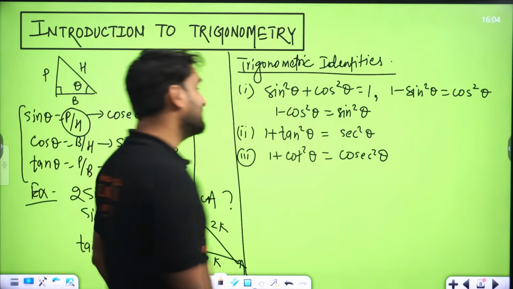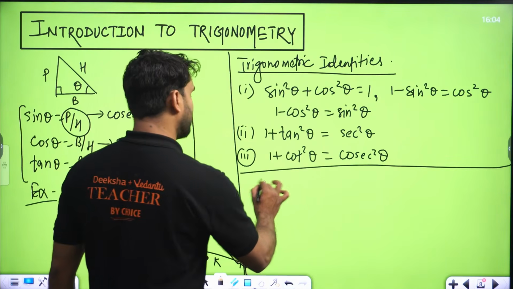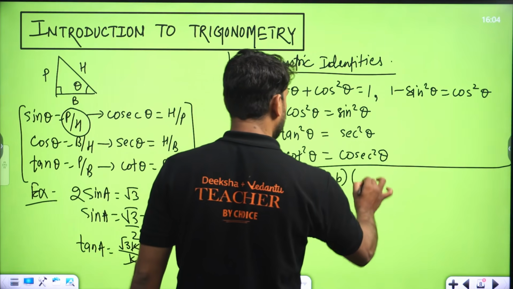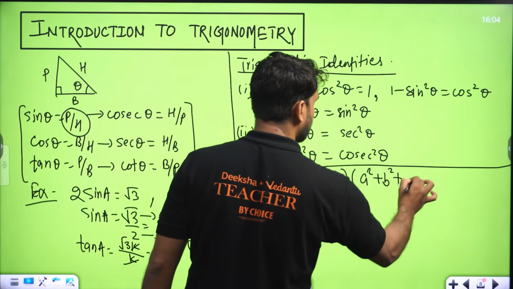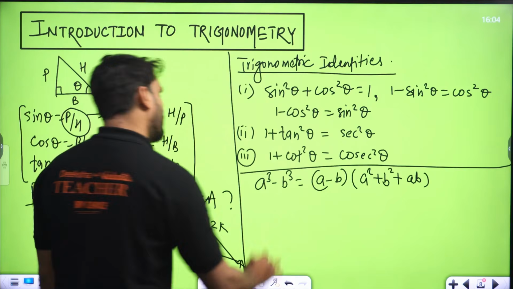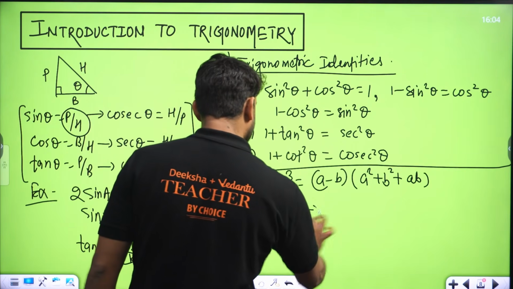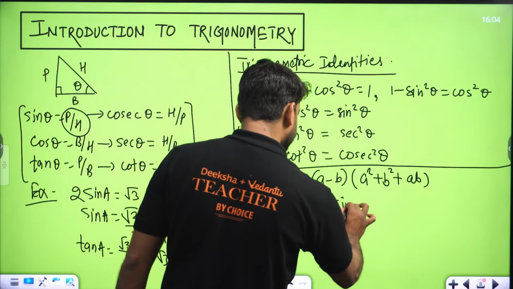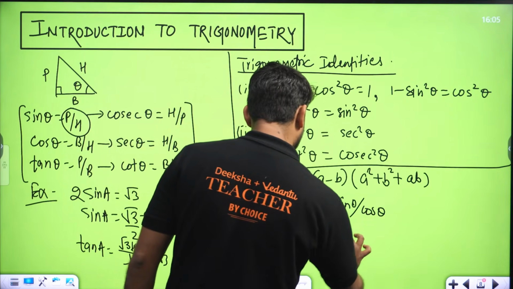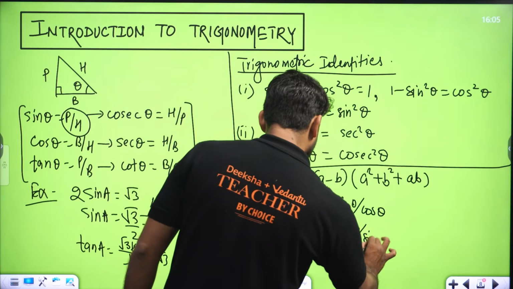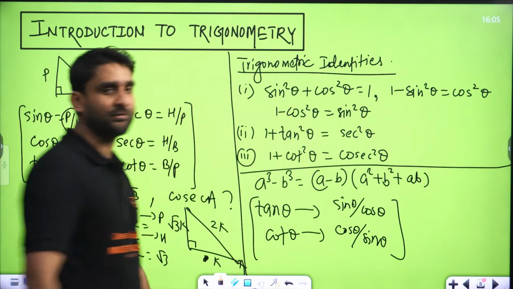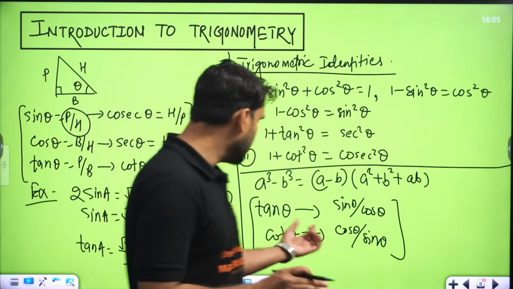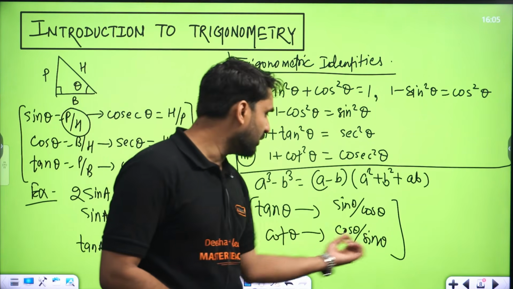So please make sure, and this is important. In trigonometry, sometimes this identity is also used: a cube minus b cube equals (a minus b)(a square plus b square plus ab). Okay, one thing I want to tell you: in trigonometry, if tan theta is there and cot theta is there, in most of the questions please convert tan theta into sin by cos and cot theta into cos by sin. Please make sure to convert tan and cot into sin and cos in most cases, my dear. It is not mandatory, but in most cases I found it helpful. So if tan theta and cot theta are there, convert them into sin and cos.